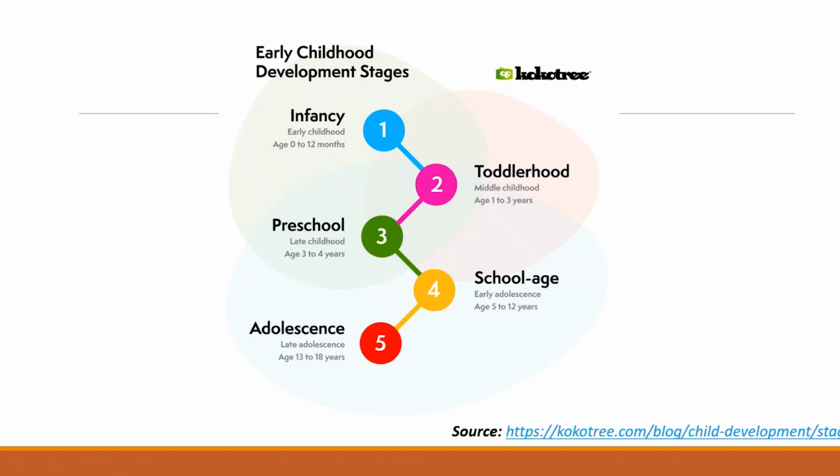When we move on to stage number 4, which is what we call school age, this is early adolescence, where children are between the ages of 5 to 12 years old. Once they are between the ages of 5 to 12 years old, and this is when they start going to school, this is your grade RR, your grade R, they then move over to what we call stage 5, adolescence. Adolescence or late adolescence takes place between the ages of 13 to 18 years old. And this is where they are fully becoming teenagers. They're learning about themselves, growing and developing in different areas.